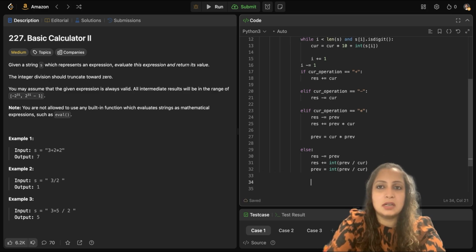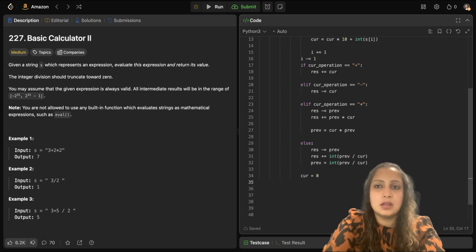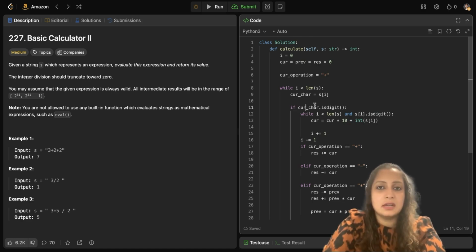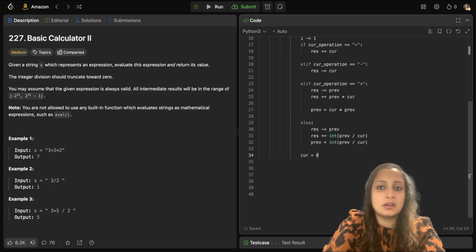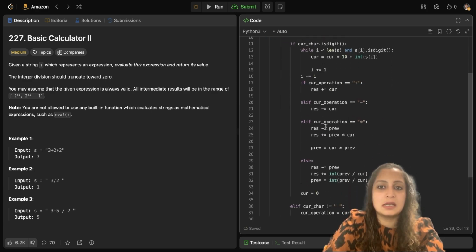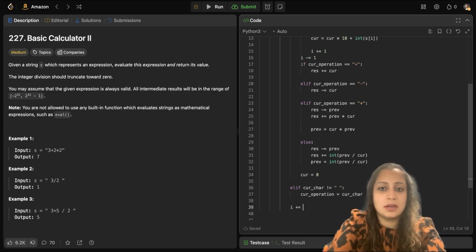So now, once you have done it, you have to reset your current. Every time you have performed the operation, you are going next, and you have already used this current value, so you will reset it to 0 again. Once you have reset your current value, I will write else if, because when I'm checking if the current character is a digit, this current character could also be not a digit. It could be a space, it could be a mathematical operation. So else if this current character is not equal to space, so it's not a digit, but it's also not a space, in such a scenario it would be a mathematical operation, and I will be updating current operation based on that. So current operation would be my current character, and then I will do I plus equal to 1 for this while loop. Finally, I will return the result.